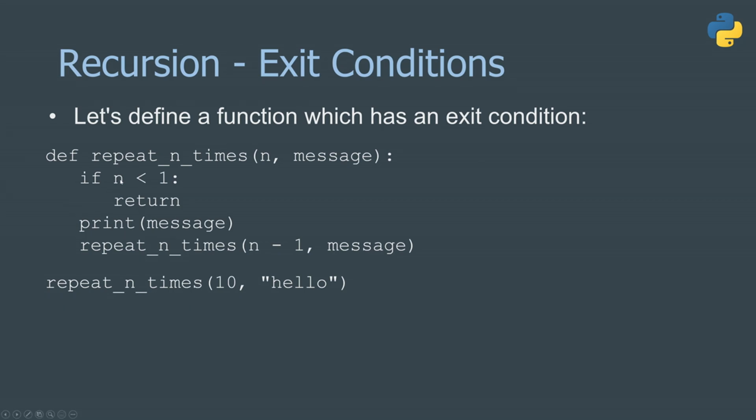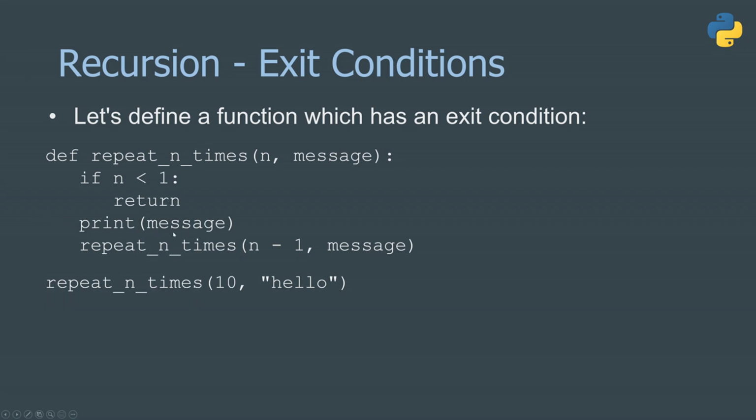So it's important to note that if n is less than 1, this return will mean that I don't execute this other code. I don't execute the print, and I don't do the recursive call. That's really important because we're not stopping infinite recursion unless I stop that call to repeat n times again. Okay?